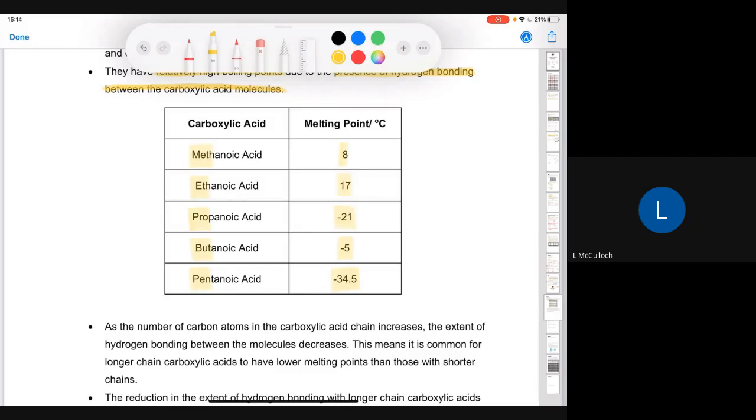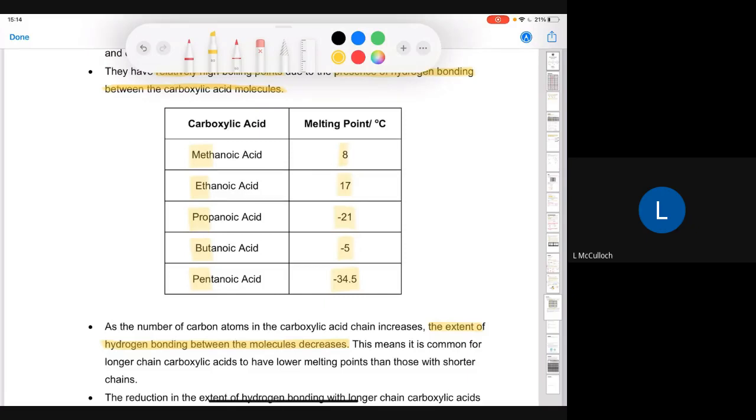You can see it goes from 8 up to 17, then down to minus 21, then up to minus 5, and then down to minus 34. So the melting points are a wee bit all over the place. But the strange trend we see is because, as the number of carbon atoms in the chain increases, the extent of the hydrogen bonding between the molecules decreases.